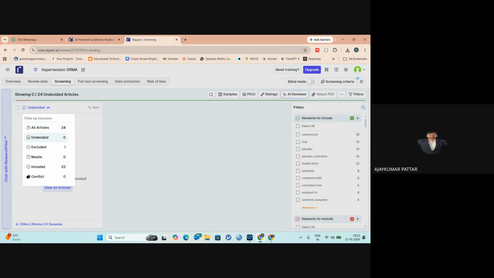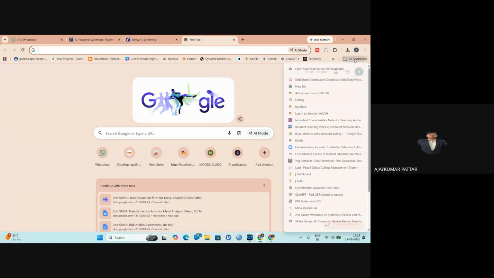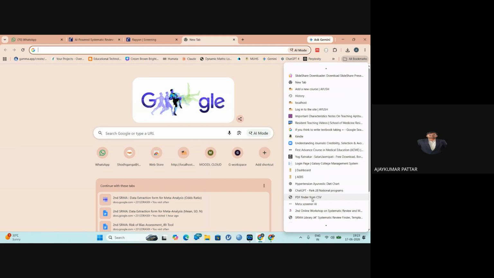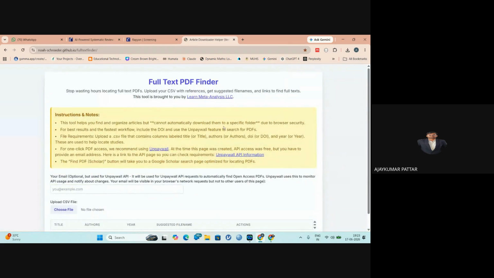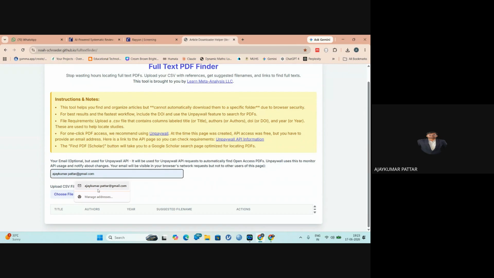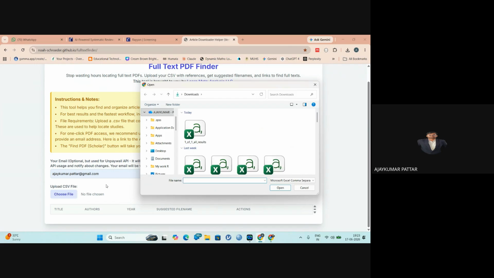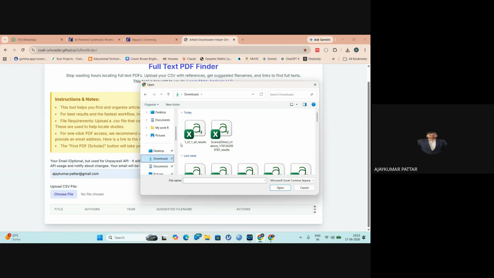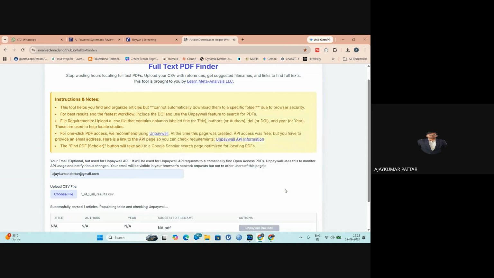Then I will once again go to this particular PDF finder from the CSV. So once again I will click on my email address, then choose the CSV file. This result, this particular one I have downloaded from Rayyan. Then I will click here.